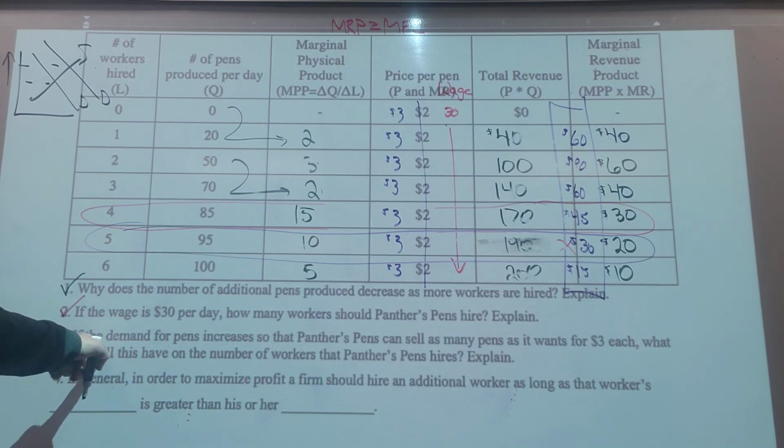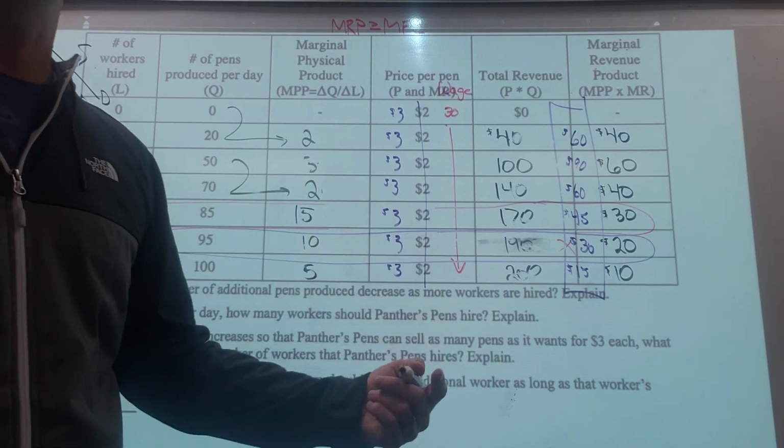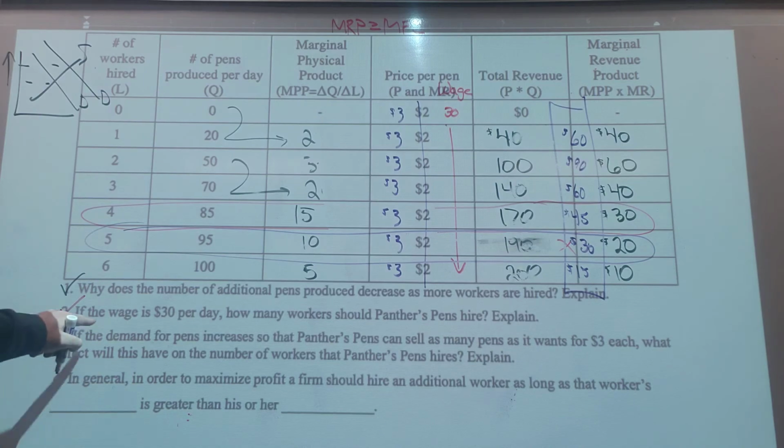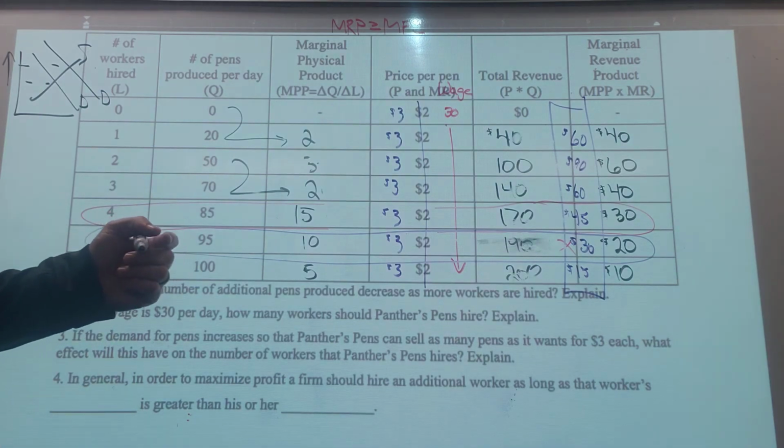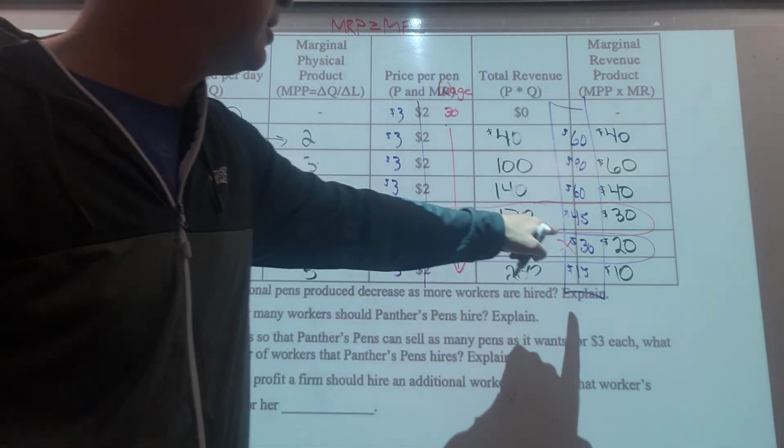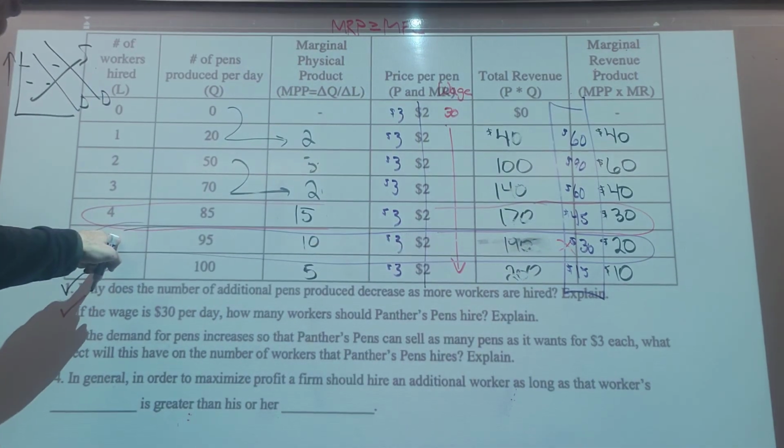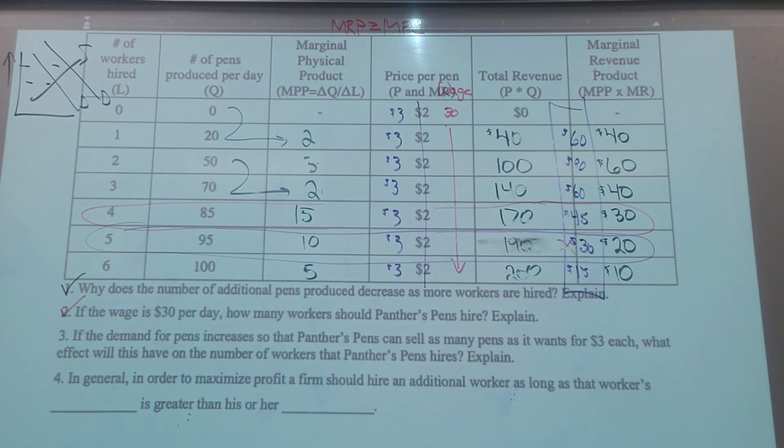So if the price of the good goes up, I will hire more workers because that is determined from the demand for the good. Price of the good goes to 3, MRP goes up. Now I hire 5 workers instead of 4 workers.